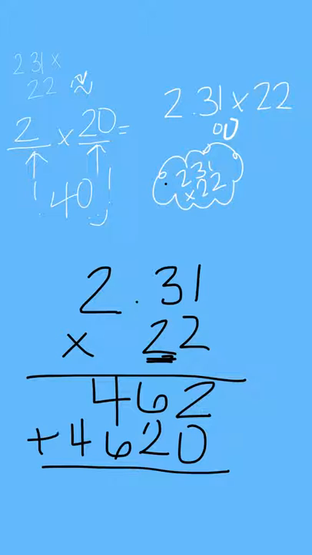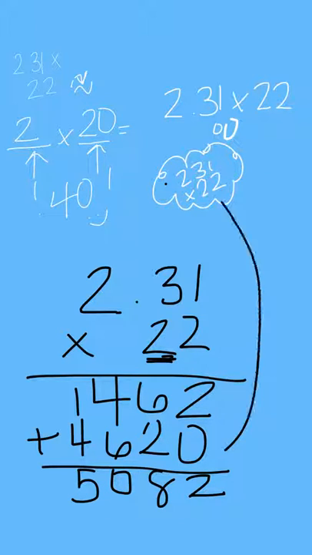We're going to add those two up. 2 plus 0 is 2. 6 plus 2 is 8. 4 plus 6 is 10. Carry the 1, and 1 plus 4 is 5. So our answer is 5,082.